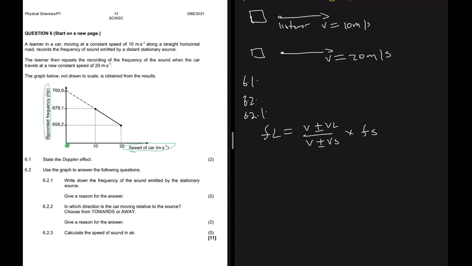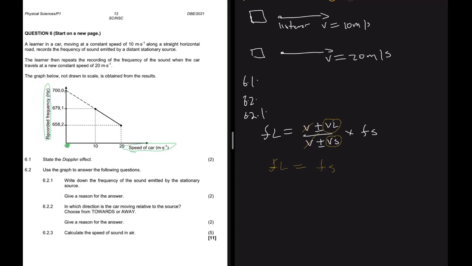For us to obtain that using this equation, we need VL, the velocity of the listener, to be equal to the velocity of the sound source, so that the V's can cancel out, and at the end we have FL equals FS. As far as we know, the velocity of the sound source is 0, right? Because it's stationary. So we go to the graph and look at a point where the velocity of the listener, or the car, is 0, so that the frequency of the listener can be equal to the frequency of the sound source.